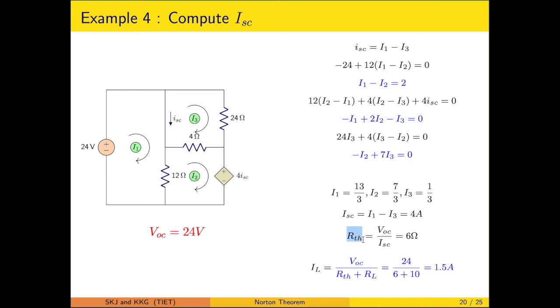RTH is VOC upon ISC. VOC has already been calculated as 24 volt. So this gives the 6 ohm value. Now we can form the Thevenin equivalent or the Norton equivalent and calculate the load current, which comes out to be 1.5 ampere in this case.